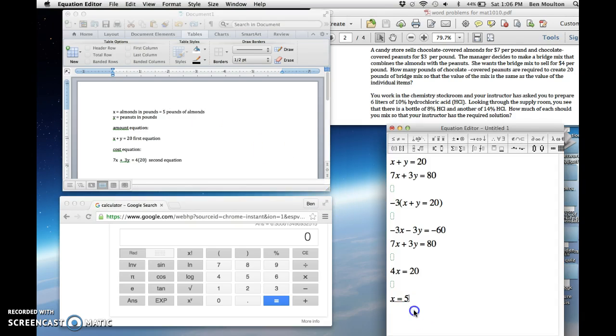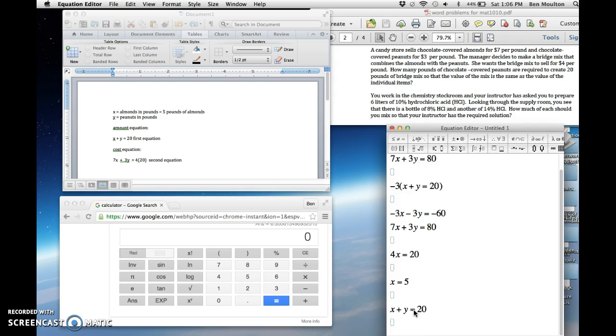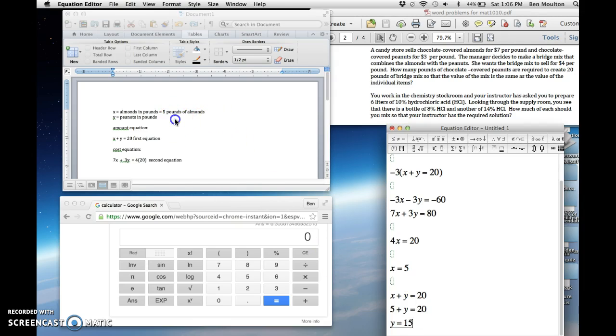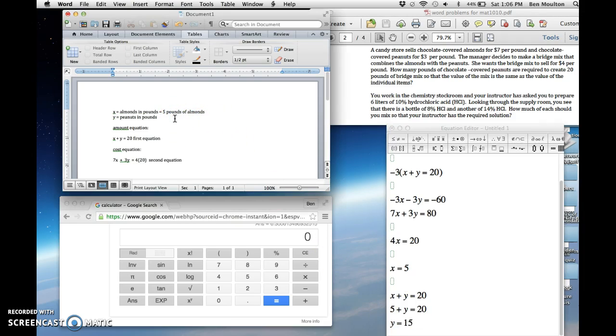And then now it's going to be pretty easy, I think, to figure out how many pounds of peanuts we're talking about, because remember, we're talking about x plus y equals 20. Well, now that we know what our x value is, that's 5. 5 plus y equals 20, so y is going to have to be 15. So we're looking at 15 pounds of peanuts. And that problem is done.